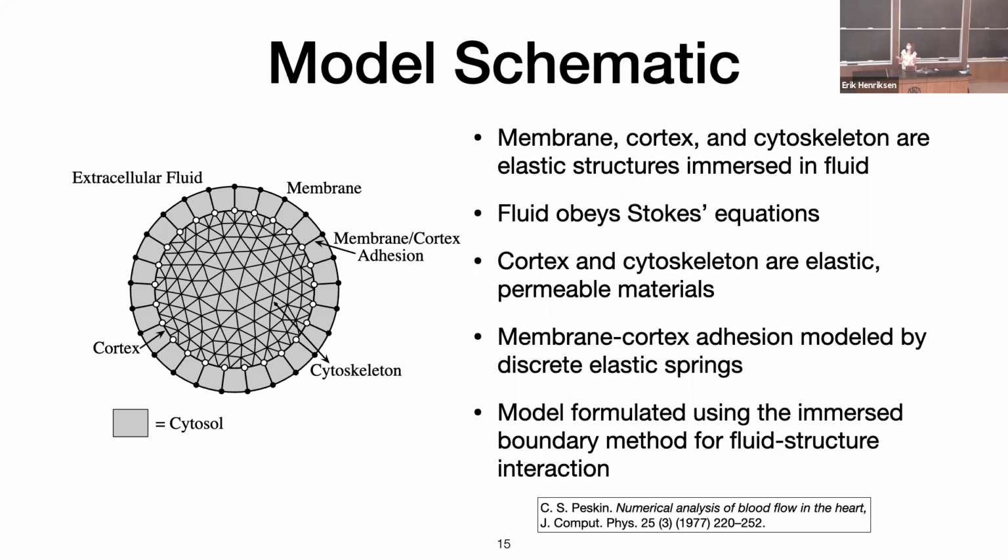The model consists of membrane, cortex, and cytoskeleton as elastic objects immersed in fluid. I'm going to assume Stokes equations for the fluid equations, so just the fluid equations with no inertia. The motivation is that the length scales are quite small for cells, so you don't have those inertial effects. The cortex and the cytoskeleton are treated as permeable materials, whereas the membrane is modeled as impermeable. And I just have some membrane-cortex adhesion modeled by elastic springs. So there is fluid on the inside and the outside of the cell, and I use the immersed boundary method to simulate fluid-structure interaction.